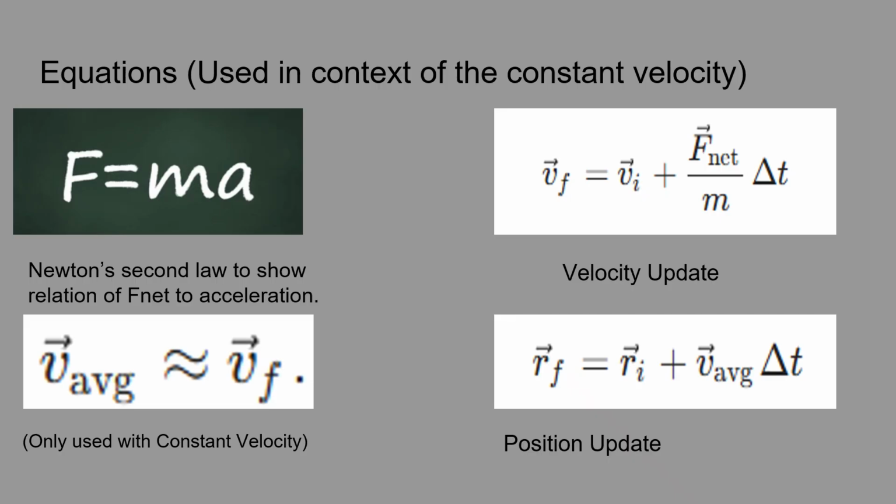Equations we used in the context of constant velocity for this lab are Newton's second law to show the relation of F net to acceleration. We then use velocity update, which we know is just Vf equals Vi in this context, since F net must be zero. Then we use the average velocity is equal to Vf, which we can only use whenever we know constant velocity is being applied to the object. And then we use position update so we can find the position and compare the results.